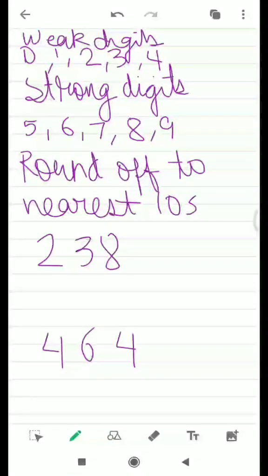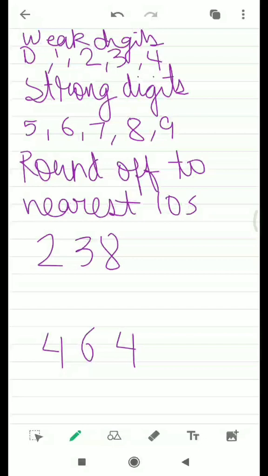Good morning, students. Today we're going to learn the concept of rounding off. So first of all, you need to know about some digits. You know digits are from 0, 1, 2, 3, 4, 5, 6, 7, 8, 9. But when we talk about rounding off, then we classify these digits as weak digits and strong digits.